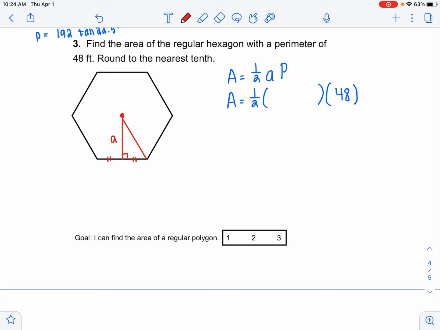We know the perimeter is 48. So this plus this plus this plus this plus this plus this is 48. So if I do 48 divided by the number of sides, which there are 6 of them, I know each side is 8 feet. So this is 8 feet. This is 8 feet. And I could keep going, but I'm not going to label this whole thing 8 feet. Instead, I can say that this little piece right here is 4 feet.